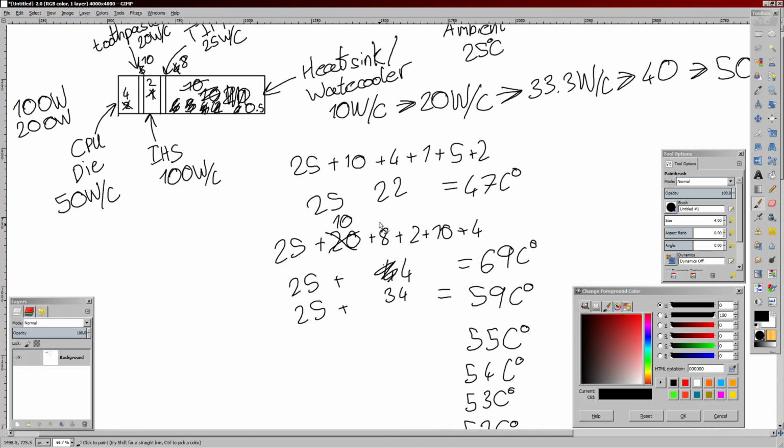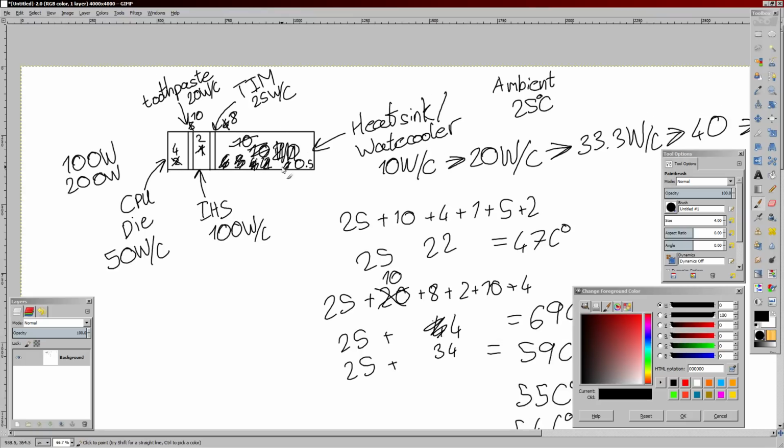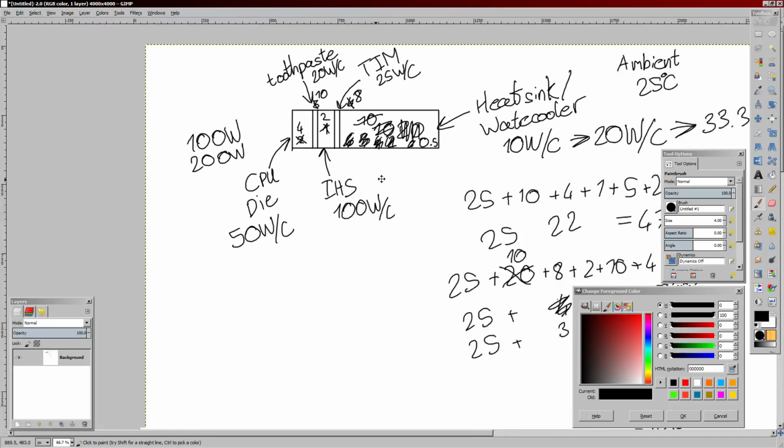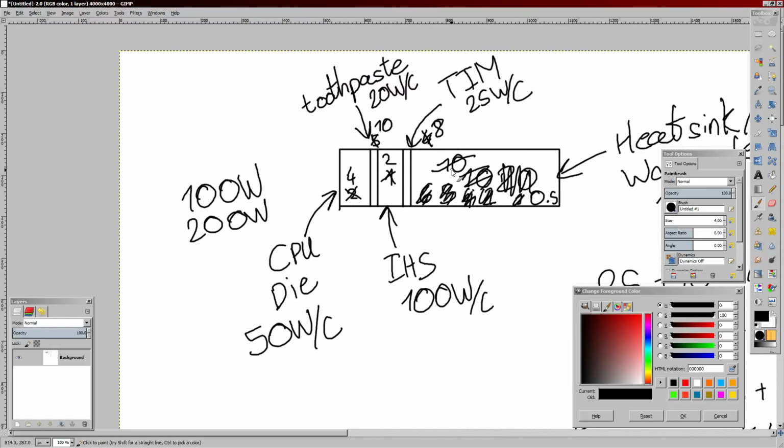The problem is that, yes, our heatsink, our cooling system keeps getting better and better and better, but the main bottleneck in our cooling system at this point isn't the heatsink. It hasn't been a bottleneck for a while. We have 8 degrees of temperature delta across our first layer of thermal paste, and then the toothpaste is adding 10 degrees of temperature to our cooling system.